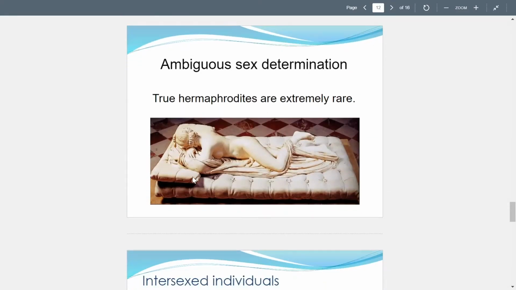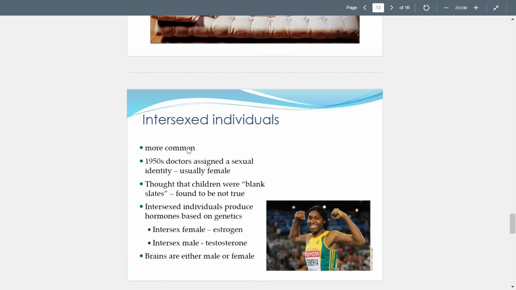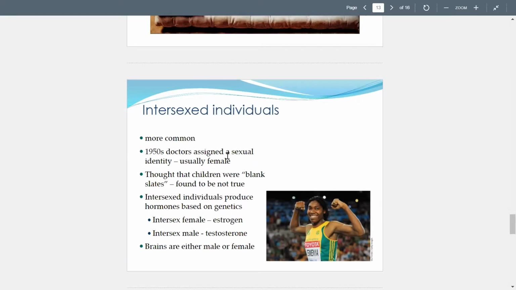All right, so moving on to ambiguous sex determination. True hermaphrodites are extremely rare. This is just the backstory or history behind it. Hermaphrodites are when an individual has both female and male sex characteristics, so their organs basically.